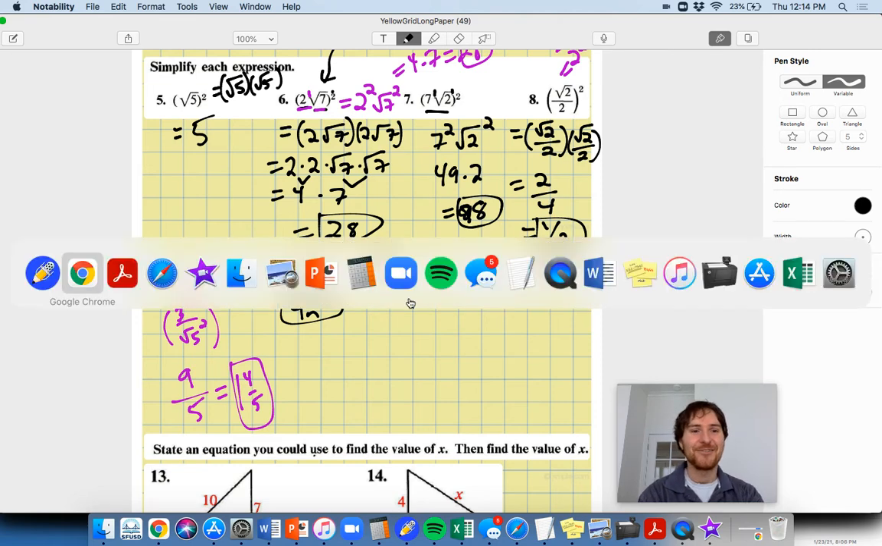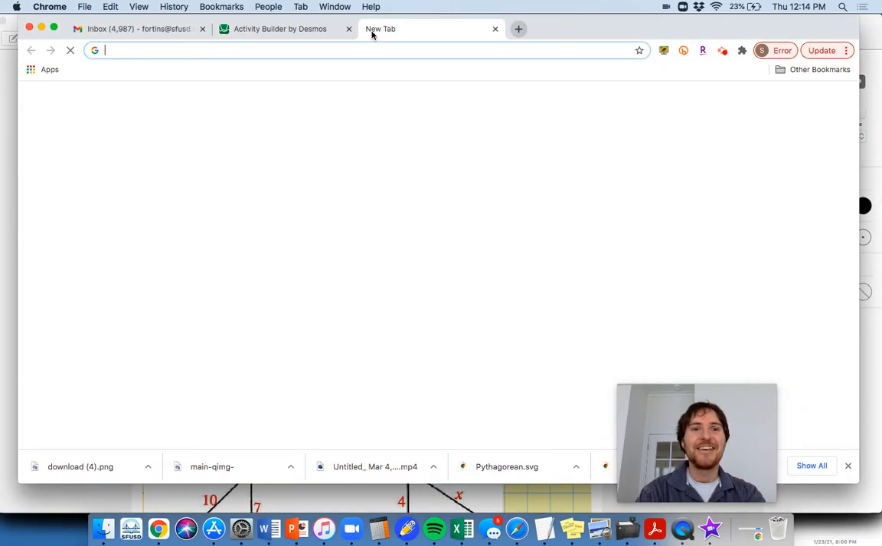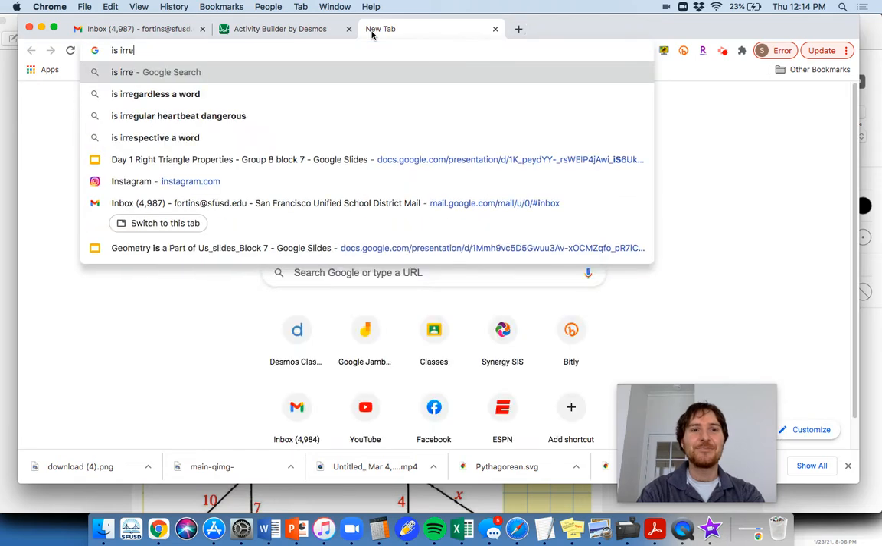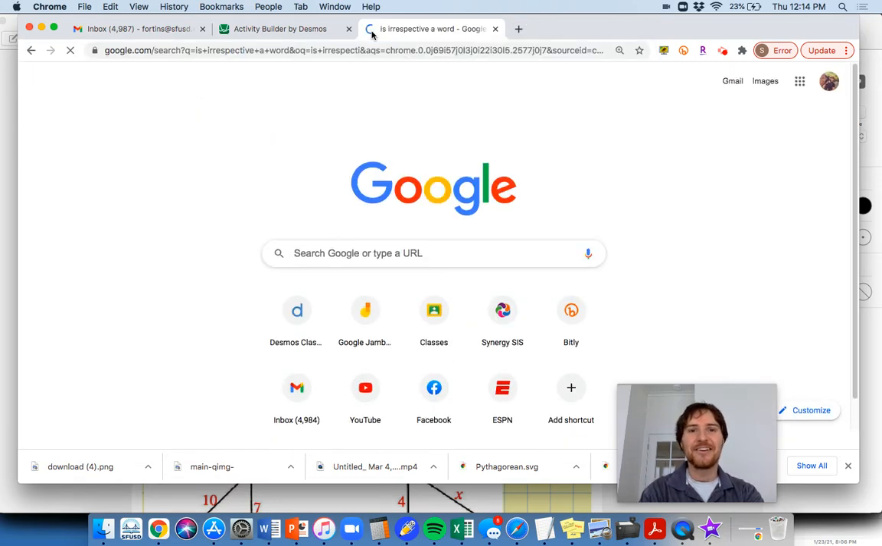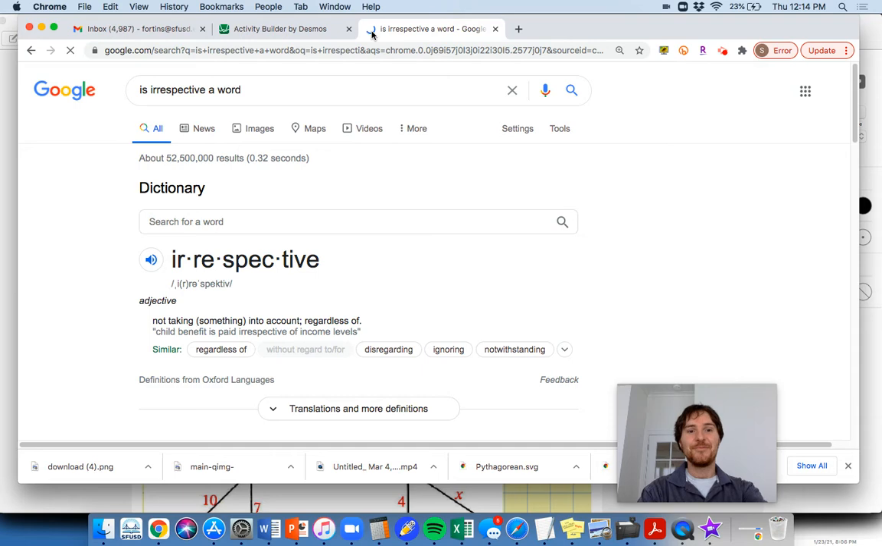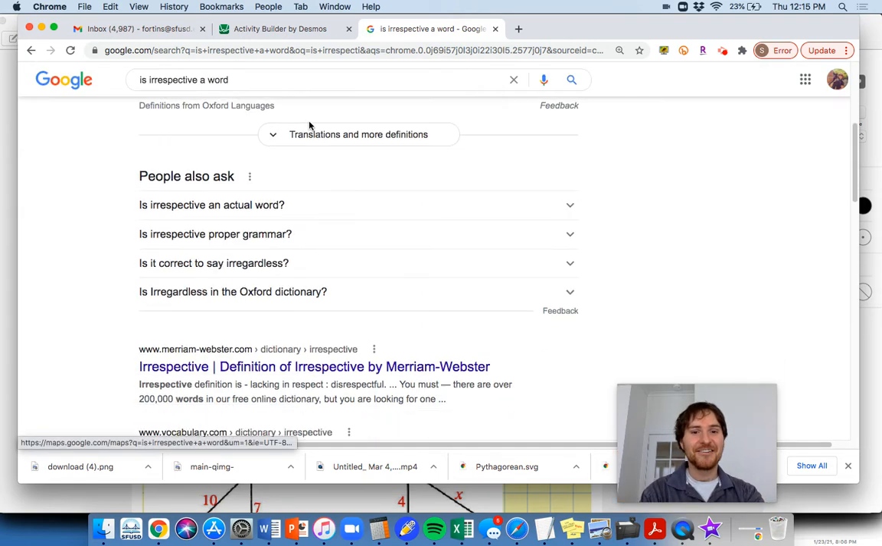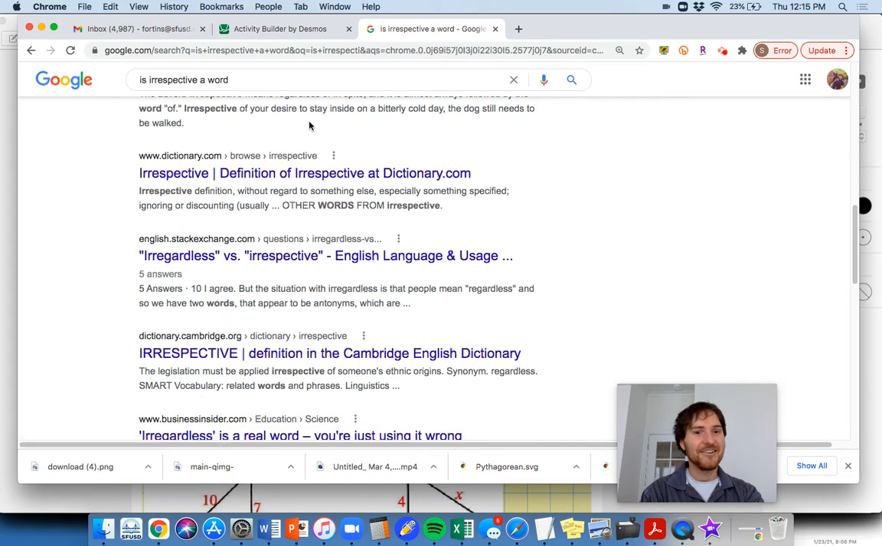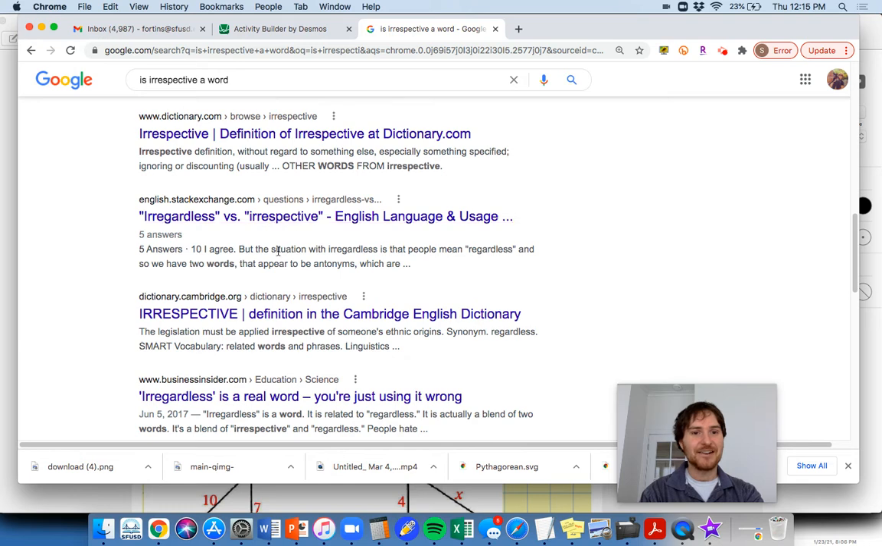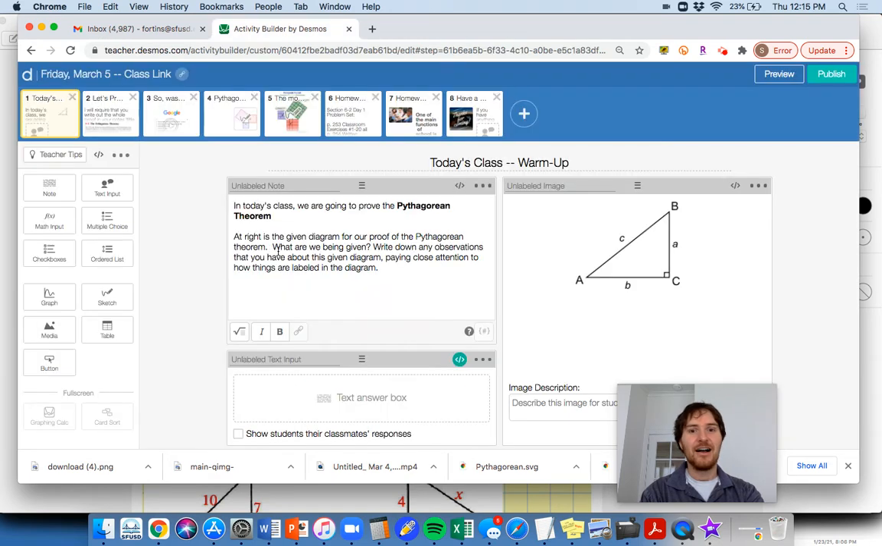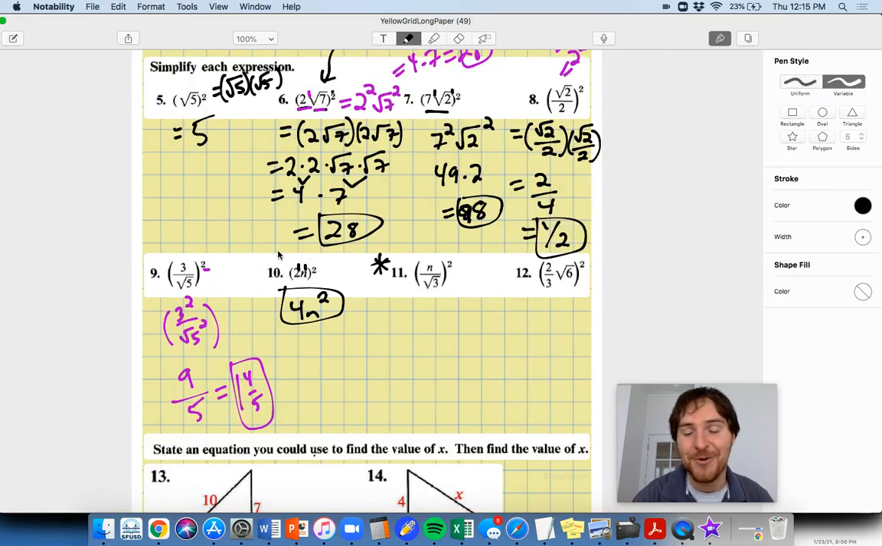Irrespective. Is that even a word, irrespective? I think a common fallacy is that the word irrespective is not a word. Let's actually Google that real quick here. Is irrespective a word? Let's see here. Oh, it is a word. There we go. Yeah, so people debate this thing. It's like, is this actually a thing? All right. I don't know. I'm a math guy. You might be laughing at me right now because I didn't know that word. That word is actually a word here.